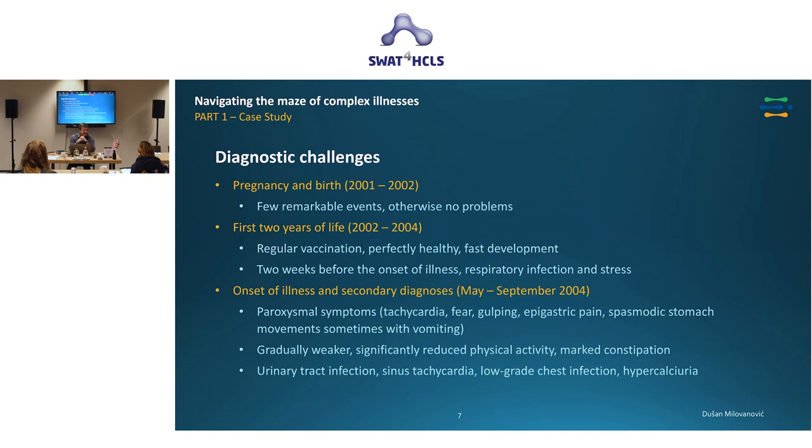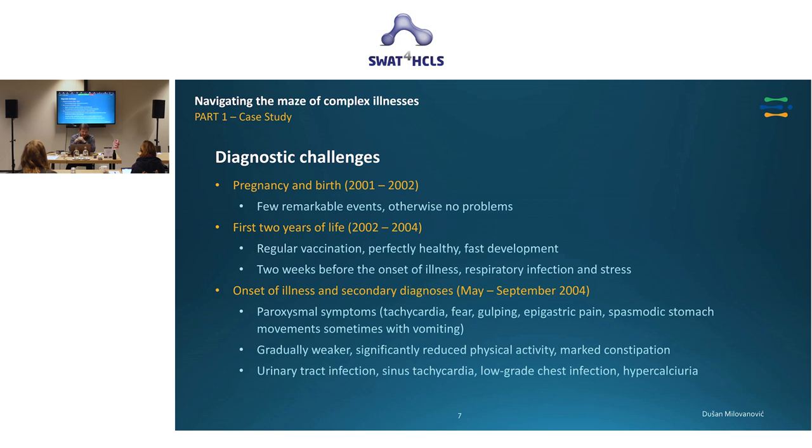The first child in the family, all the attention to her, a lot of videos, which helped later on to discover things that were not immediately visible. Two weeks before the onset of illness, which was exactly 1 month after her second birthday, she had a respiratory infection and an actual big, probably first stress in life, because she started going to kindergarten. And by the way, there is a consent for this and I'll tell you the secret at the end. All that I'm telling you guys, there is a consent to share by both parents. So she got some respiratory infection. Maybe it's remarkable, maybe not. But that's the only remarkable thing before everything started.